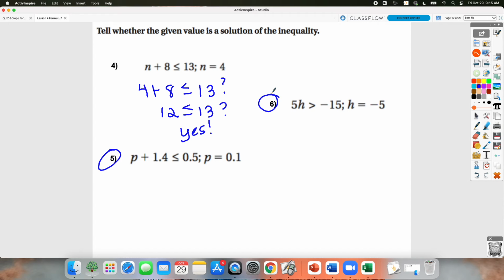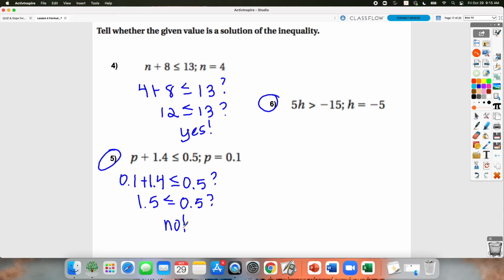Luna, if I'm testing for number 5 to see if 0.1 is a solution, what do I need to do first? You need to replace p with 0.1. Absolutely. So I'm going to start with that inequality, and I have 0.1 plus 1.4, and I want to see if that is less than or equal to 0.5. All right, so Luna, what did you get when you added 0.1 with 1.4? 1.5. Okay, so is 1.5 less than or equal to 0.5? No. So that would not be a solution to that inequality.